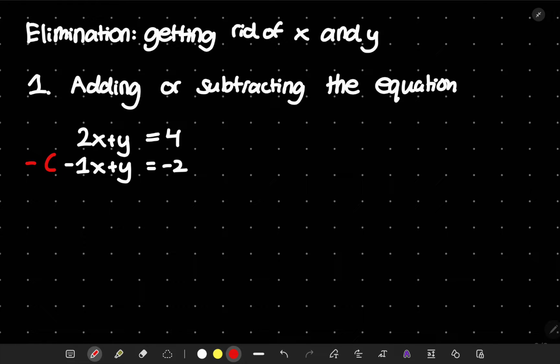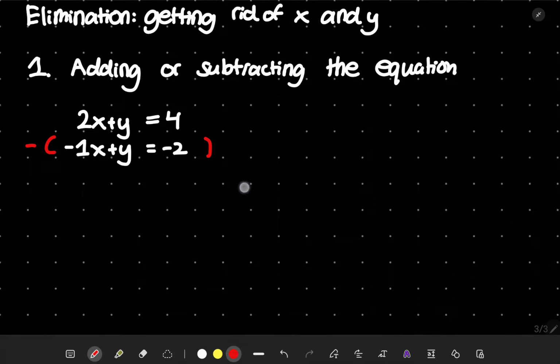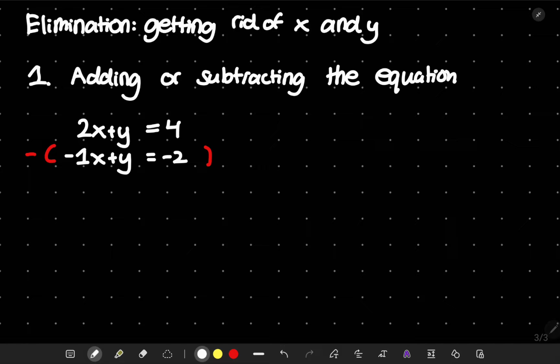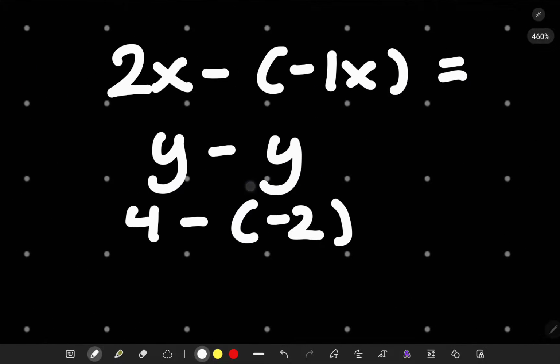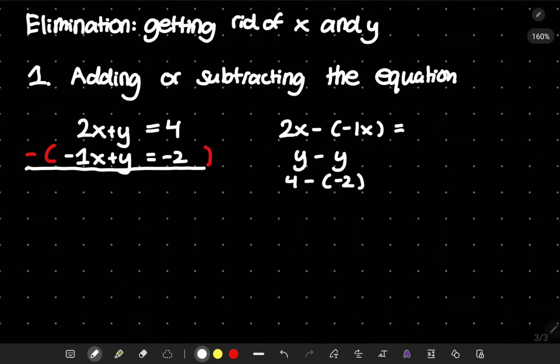So in this case, we said subtract because adding didn't seem like it worked. I'm going to subtract like this, and I'm going to put a line right underneath. This is where the math happens. I see that I have 2x minus 1x, I have y minus y, and I have 4 minus negative 2. I'm going to combine all of these in a way. I notice here that I have two negatives, so I'm going to combine them to positives.